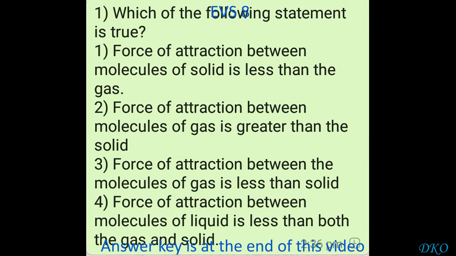Question number 1. Which of the following statement is true? Option number 1 is force of attraction between molecules of solid is less than the gas. Option number 2 is force of attraction between molecules of gas is greater than the solid. Option number 3 is force of attraction between the molecules of gas is less than solid. And option number 4 is force of attraction between molecules of liquid is less than both the gas and the solid.